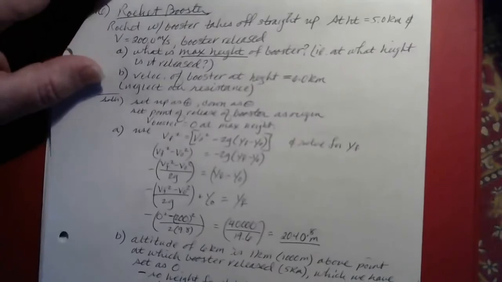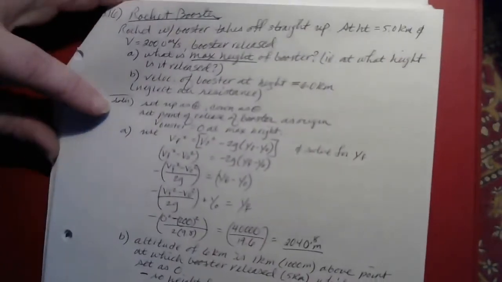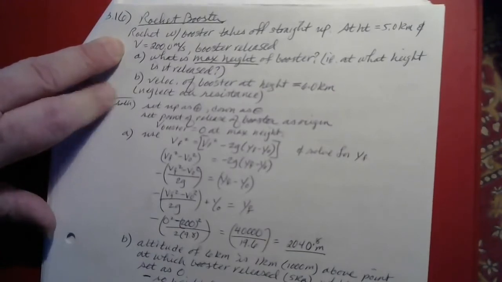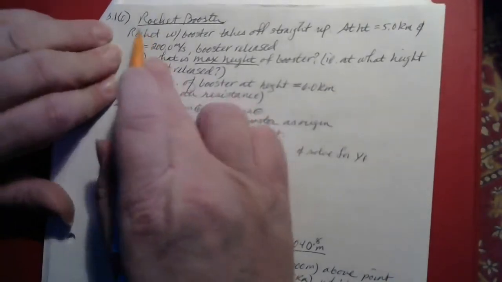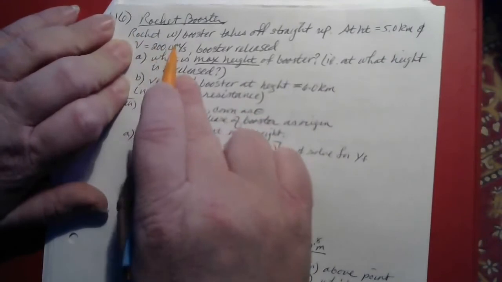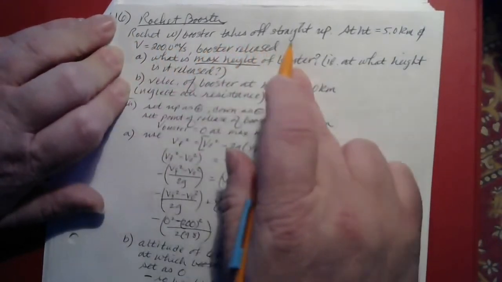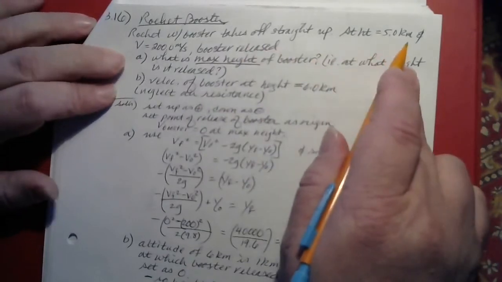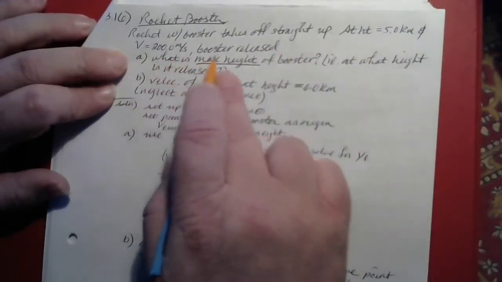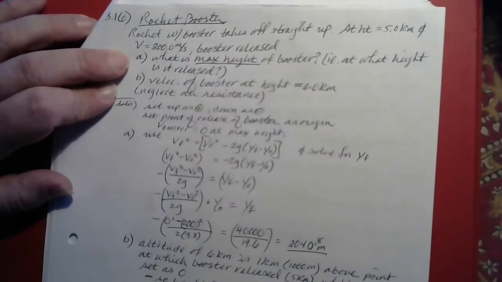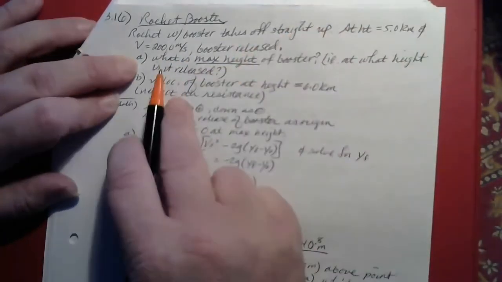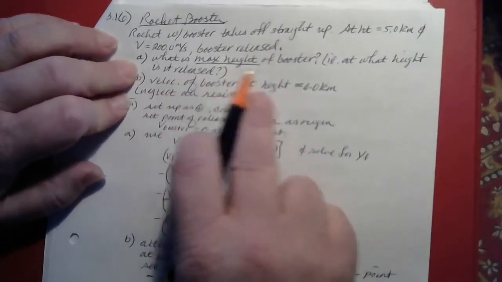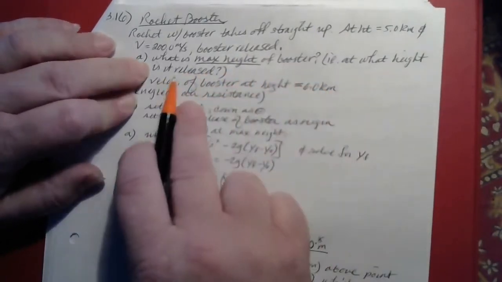An example that's a little more involved is basically a rocket booster being shed by the rocket. And this is example 316, where you have a rocket with a booster that takes off straight upward. And at a height of 5 kilometers and a velocity of 200 meters per second, the booster is released. So what we're wondering here, what is the maximum height of the booster?